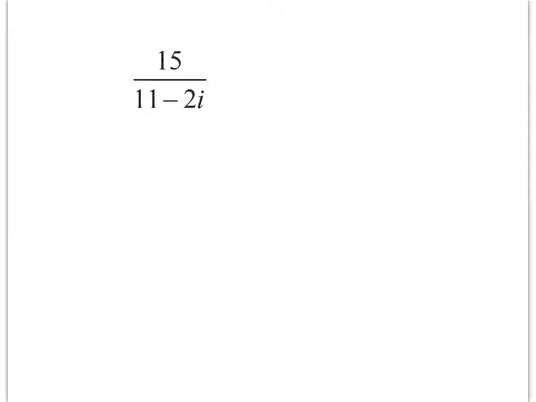Okay, in this guy right here, we have 15 divided by 11 minus 2i, and 11 minus 2i is in the denominator of our fraction. Once again, we have an i in the denominator, so we need to rationalize. We're not going to do that by simply multiplying by i, both top and bottom. That won't work. We need to multiply by what we call the conjugate of 11 minus 2i, which is 11 plus 2i. So we're going to multiply both top and bottom by 11 plus 2i.